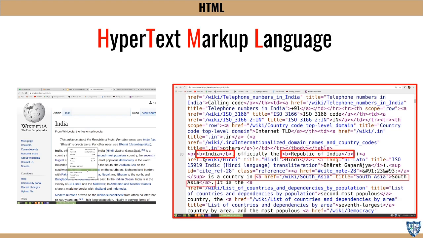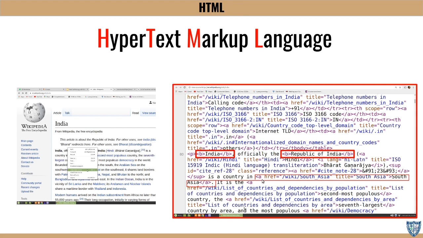Say for example, these things. India, which is placed between less than b greater than and less than slash b greater than. What this means is that India should be in bold. That is why we are getting a bold India here. And see another thing, Republic of India is again in bold. So that will also be in bold, that is hidden here. Like that you can see many other stuff here.